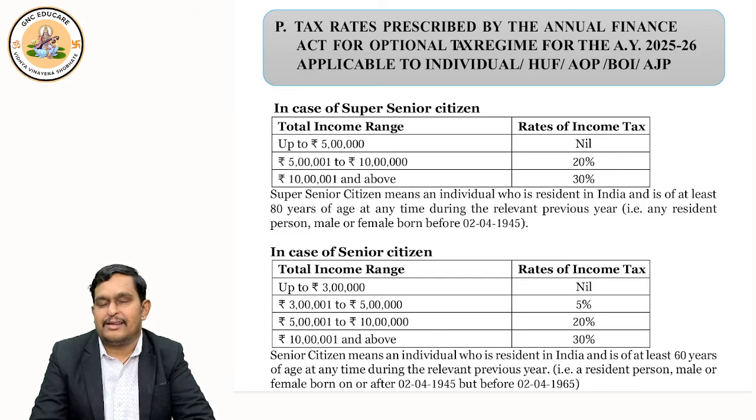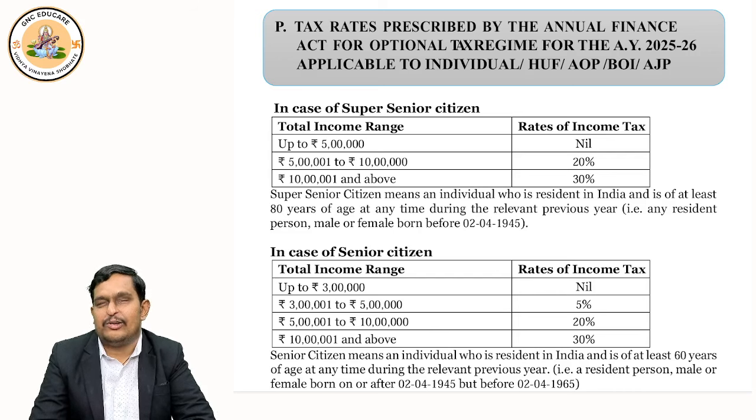So how will we apply? 10 lakhs minus 5 lakhs. That means the higher limit minus the lower limit in the slab. 10 lakhs minus 5 lakhs, the difference is 5 lakhs. That 5 lakhs into 20%, how much? 1 lakh will be the answer.